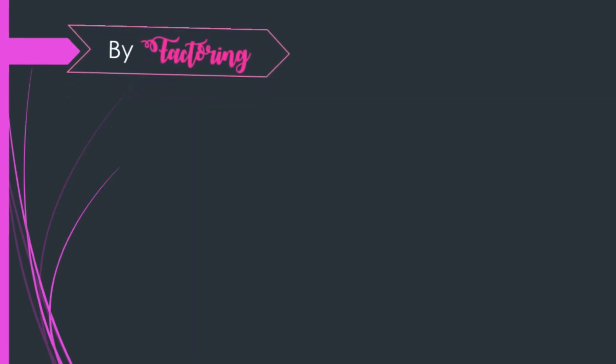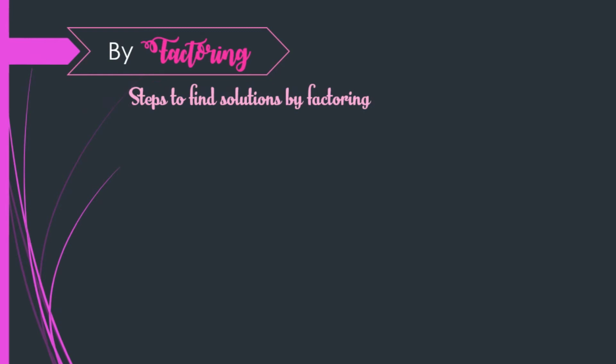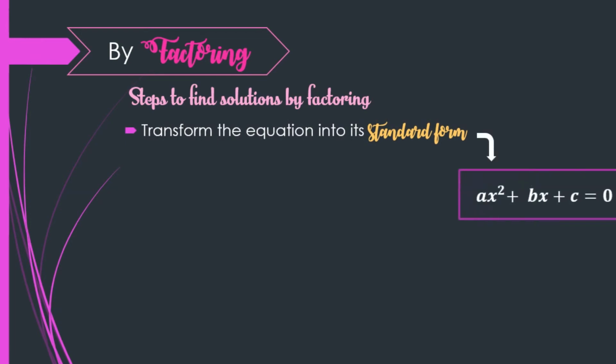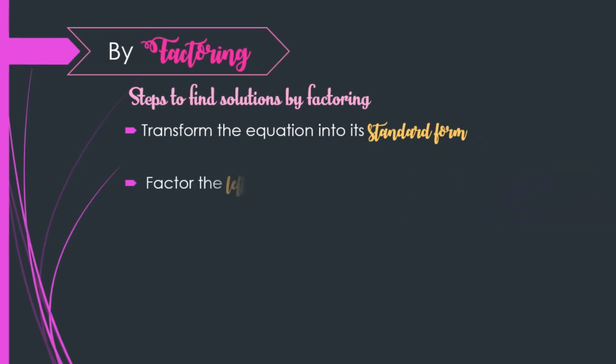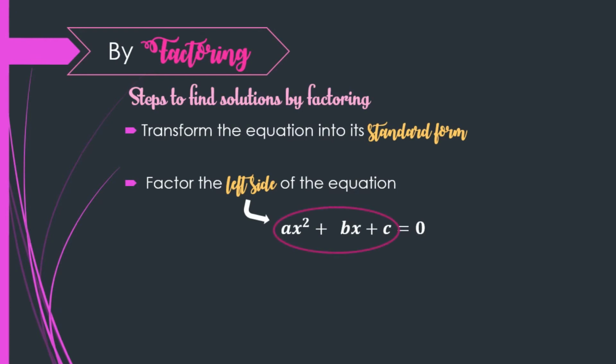We have by factoring. First is we have to know the steps in finding solutions by factoring. First step, we have to transform the equation into its standard form. When we say standard form, we have ax squared plus bx plus c is equal to 0. The next is to factor the left side of the equation. So if we have the standard form ax squared plus bx plus c is equal to 0, we factor the left side, which is ax squared plus bx plus c.